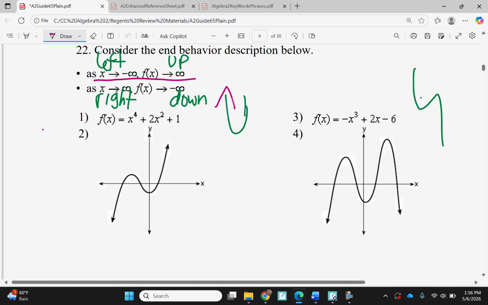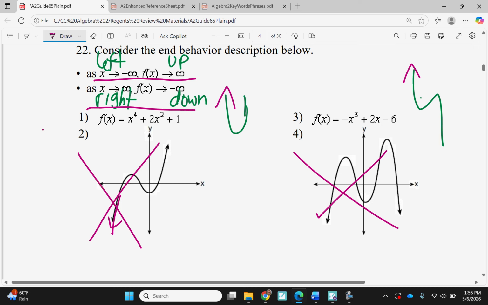That's good. That's not. That's not. That's good. As I go to the right, it should point down. That's not pointing down. That is pointing down. That's my answer. Just make sure you understand your end behavior.